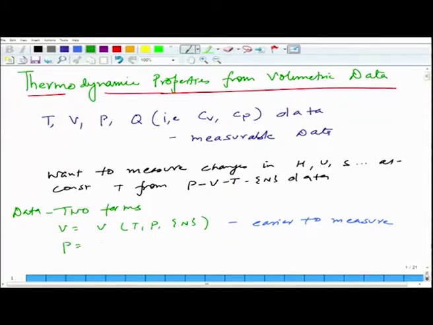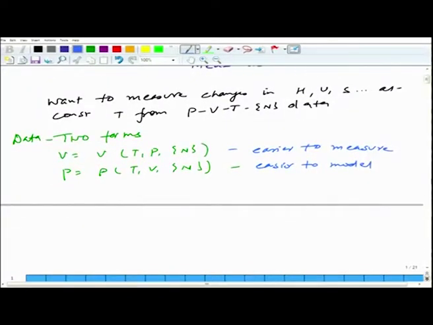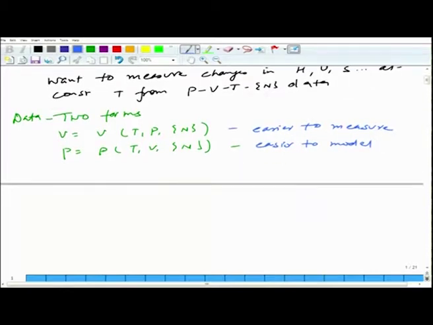Another case is pressure as a function of T, V and N. Now, this is easier to model. That means with this second one we can make use of the ideal gas, for example, or some equation of state, and thus we can make use of this data to model such a system.